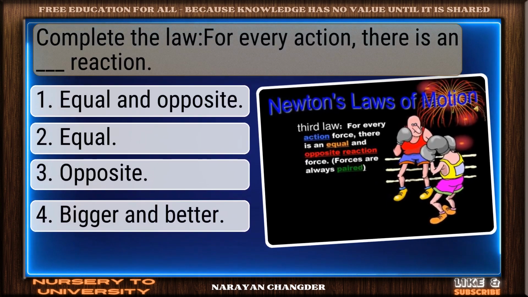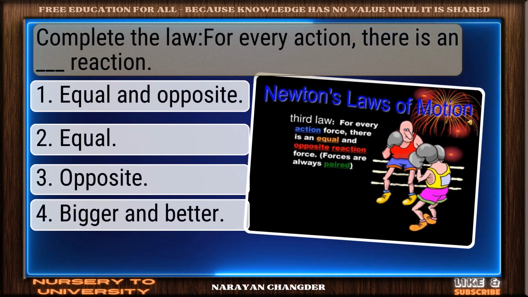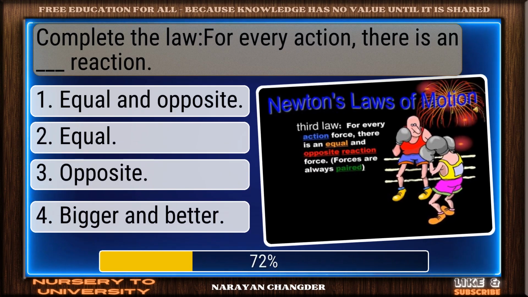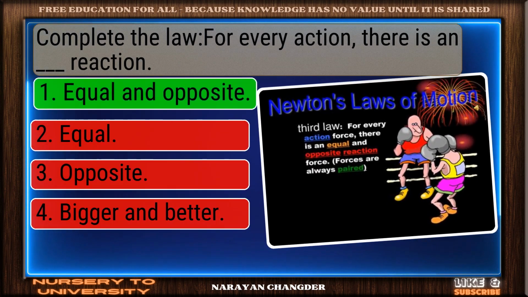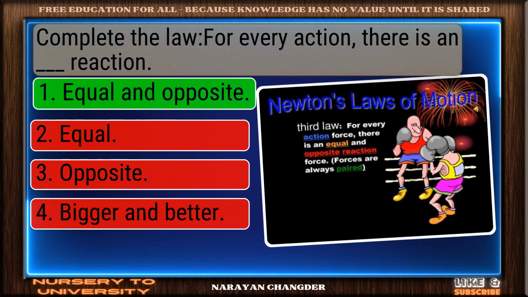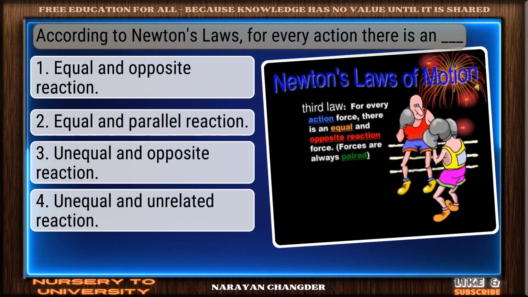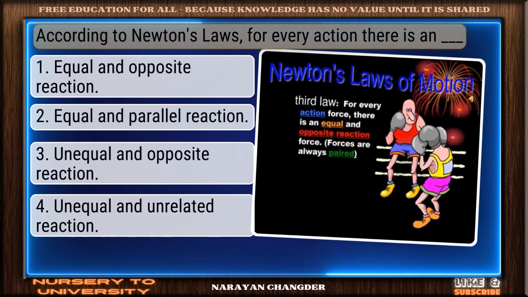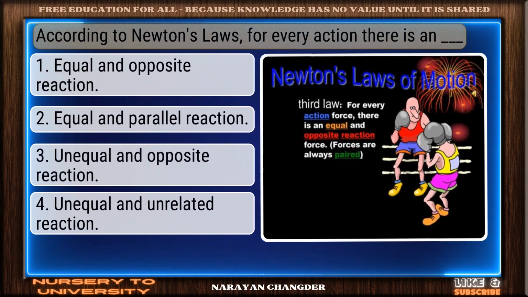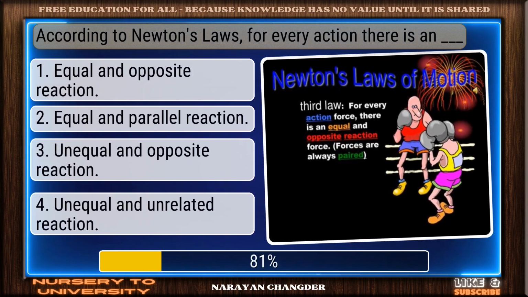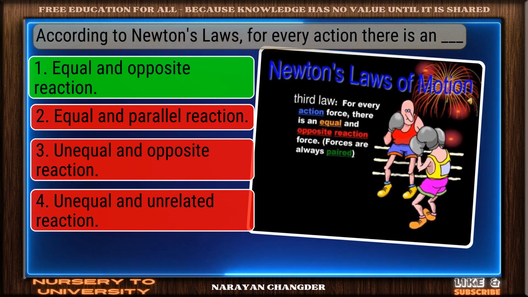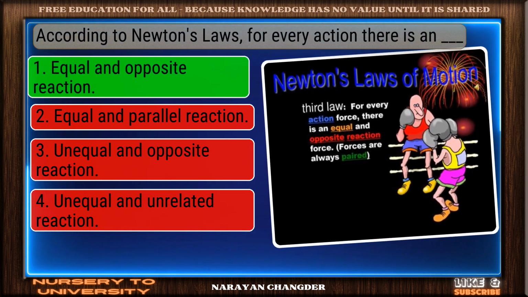Question number 158. Complete the law. For every action, there is a dash reaction. Nice selection. Equal and opposite is the correct and valid answer. Question number 159. According to Newton's laws, for every action there is a dash. Solid response. Equal and opposite reaction is a valid choice.